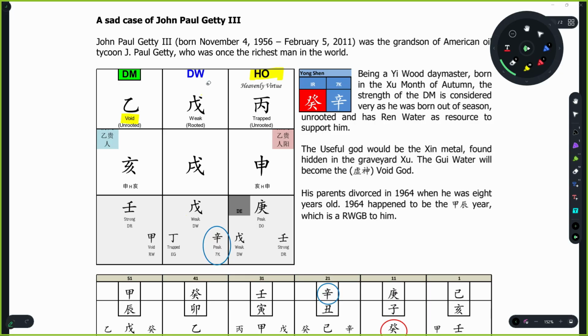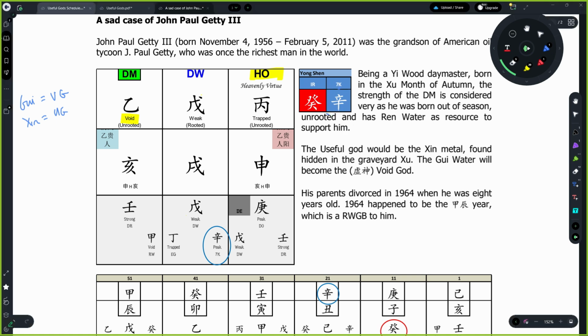And so as you look into the chart, do we find Gui water? And here we do see that Gui water is absent. That's right. So Gui water will become the white god. But we do find Xin. So we do have a Xin metal. And the Xin metal is a useful god according to the schedule.